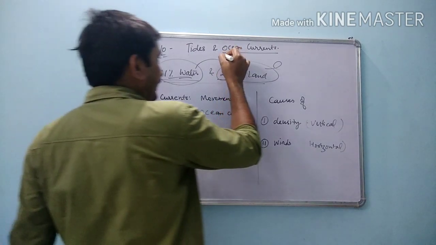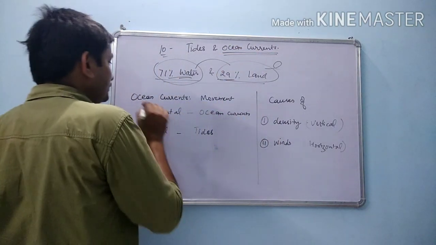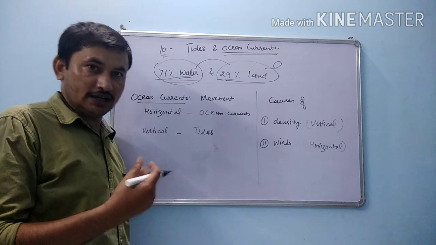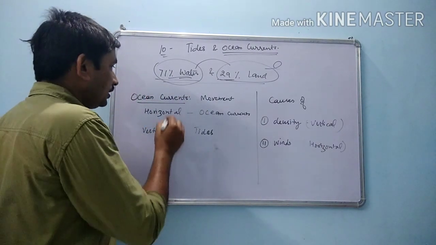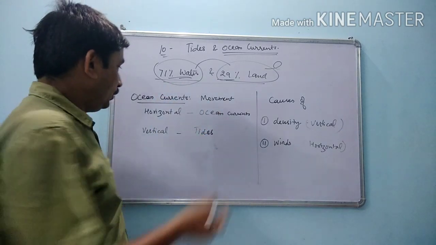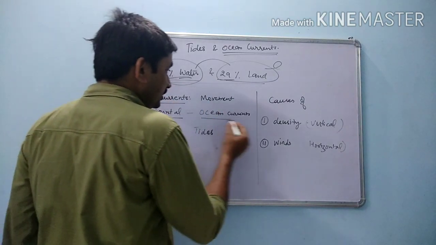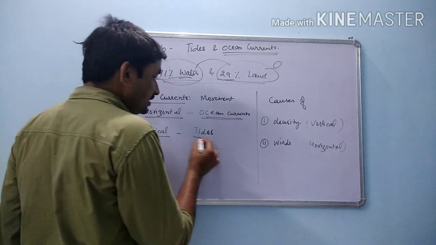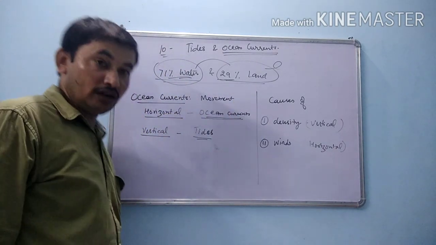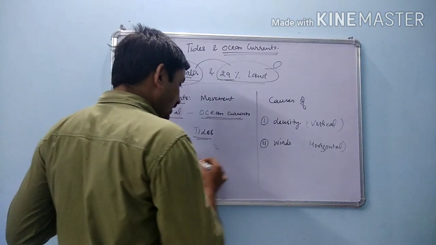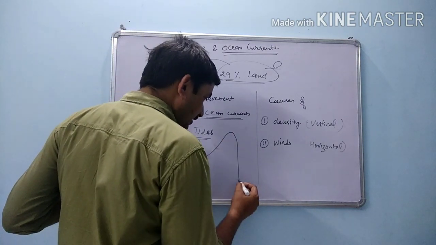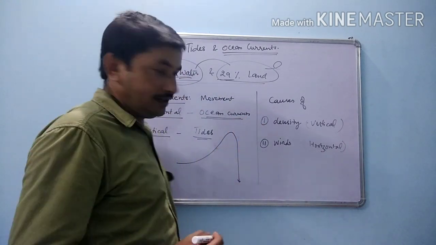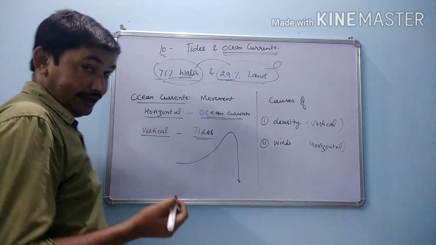So, ocean currents are the movement of the water on the Earth's surface in the oceans. There are two types of movements we have. Horizontal movement means ocean current. And the next one is vertical, means tides. Vertical: the surface is rising and again sinking to the bottom, rising and again falling. It is vertical, or tides.